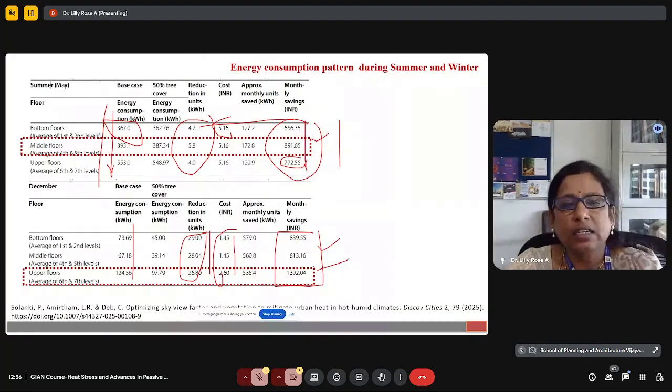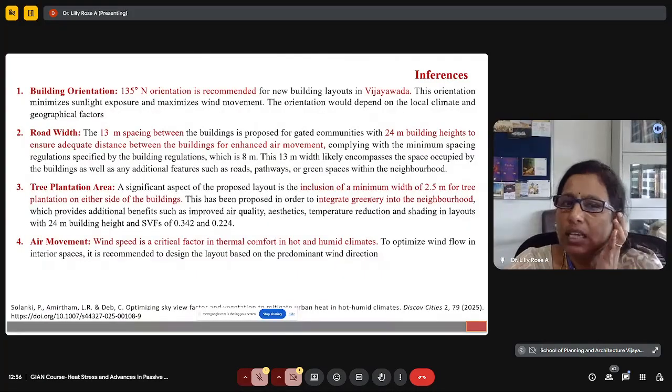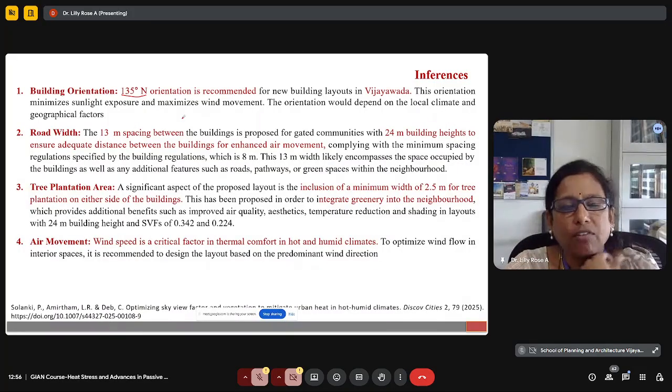So we can see the savings: the middle floor had better savings in summer, whereas the upper floors had higher savings during winter. As far as Vijayawada is concerned, the 135-degree north orientation, that's basically the southeast orientation, enhanced comfort. That's mainly because it minimizes sunlight exposure and maximizes the wind speed. Being hot and humid, the wind speed played a significant role in enhancing outdoor thermal comfort.